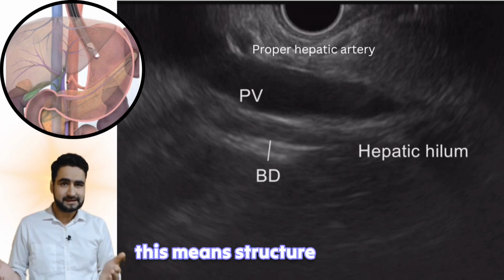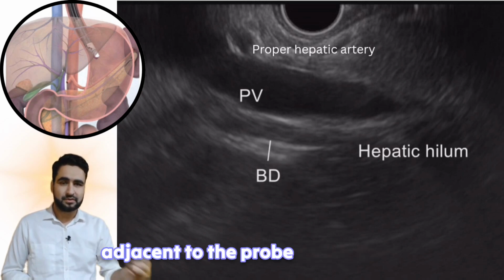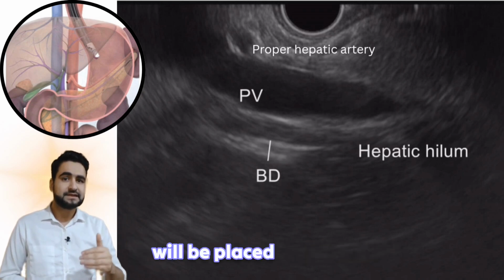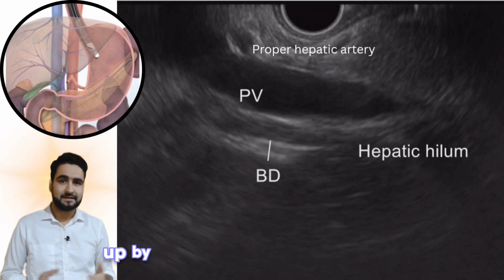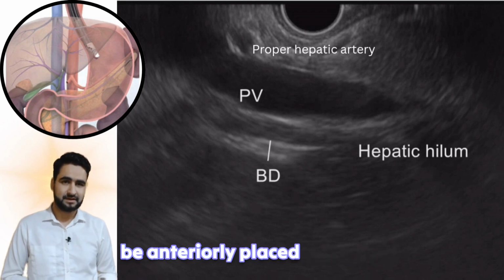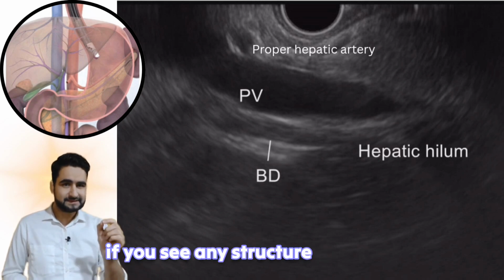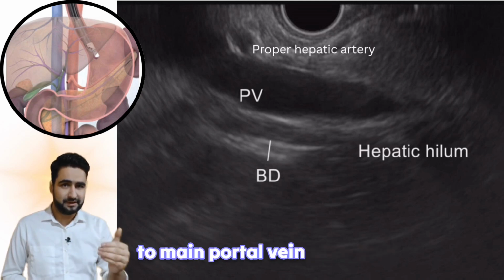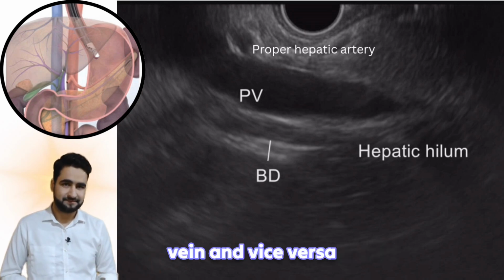This means structure in the superior field on EUS image will be adjacent to the probe, while as the structure in the inferior field will be placed far right. Also, the structures that are picked up by left beam of transducer will be anteriorly placed. So on the screen in this orientation, if you see any structure that is on the left side of screen in relation to main portal vein will be actually placed anterior to portal vein and vice versa.